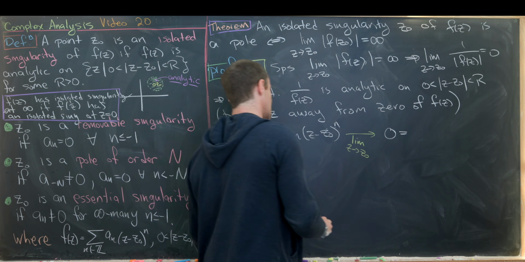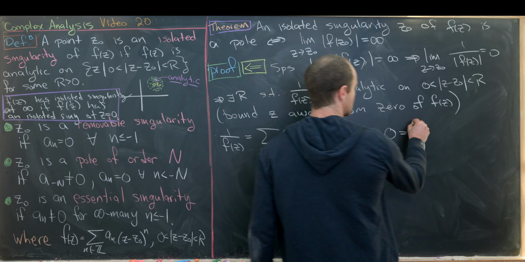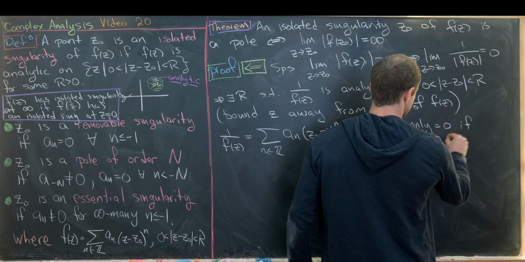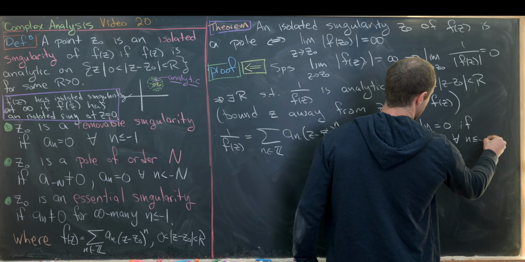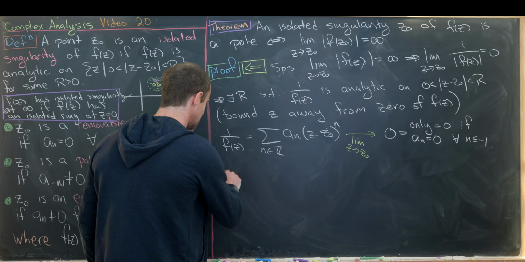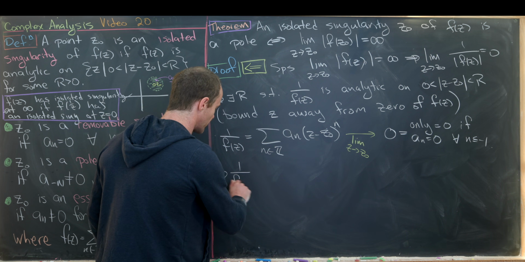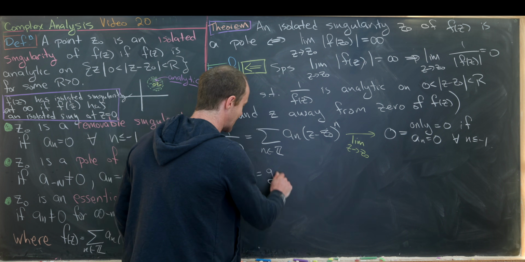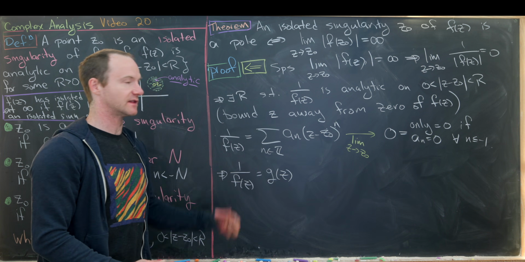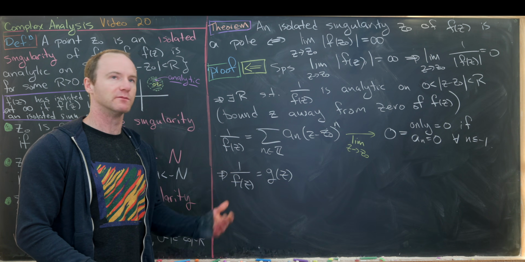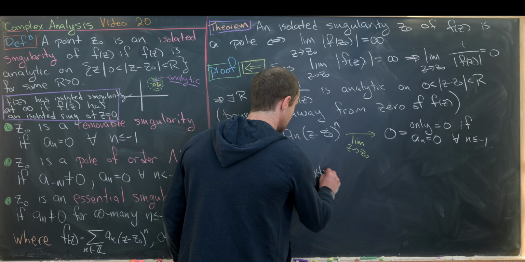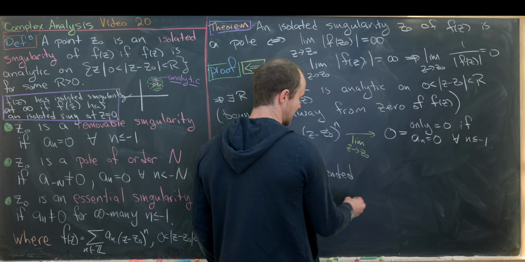But then on the right-hand side, this is only 0 if a sub n is equal to 0 for all n less than or equal to -1. But what does that mean? That means that at most 1 over f of z, which I'll rename as g of z, has a removable singularity at z naught. But if it has a removable singularity at z naught, it can be extended to an analytic function at z naught.